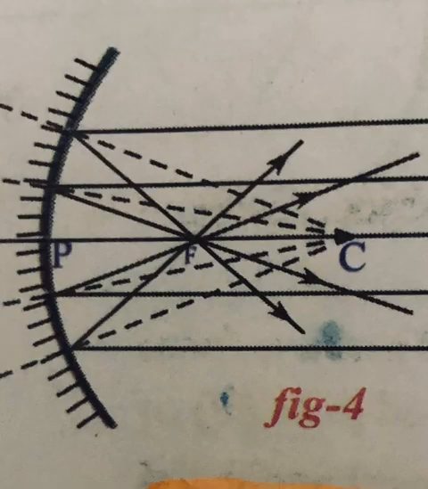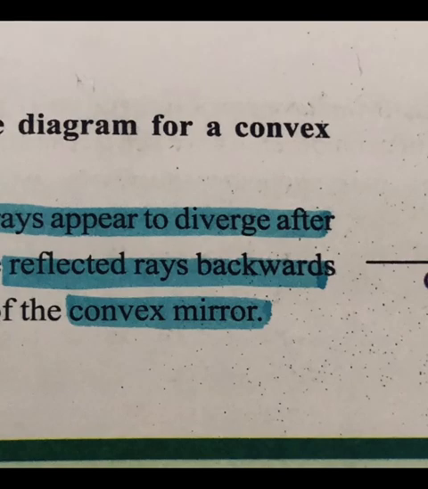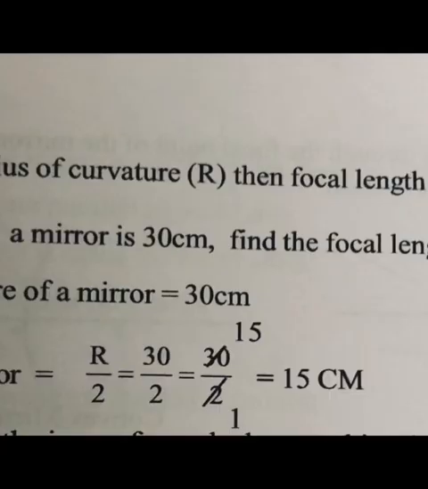So in a concave mirror, the rays will converge at a certain point and we get a bright, small image. And in a convex mirror, all the rays will diverge and we will extend the rays backward to find the focus point, or the focal length.